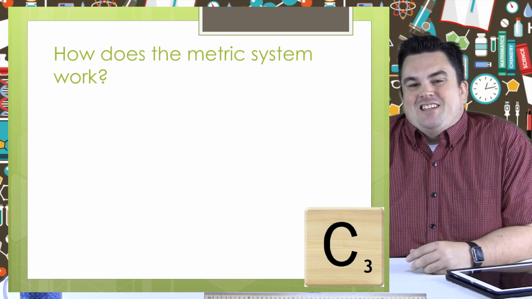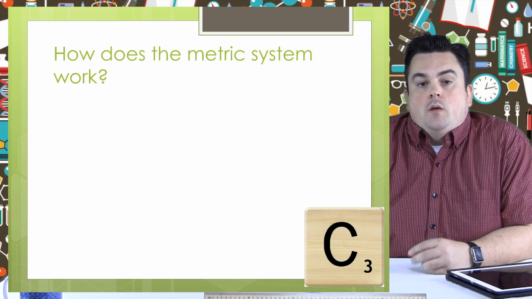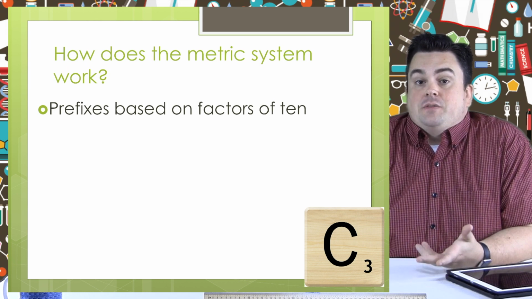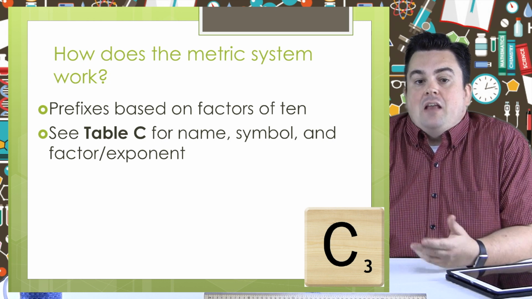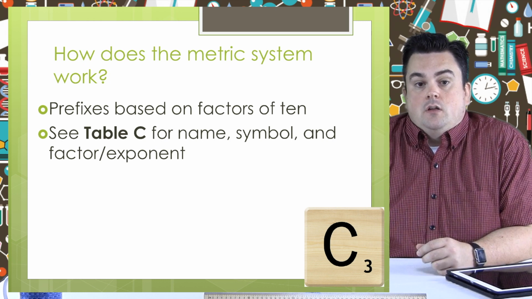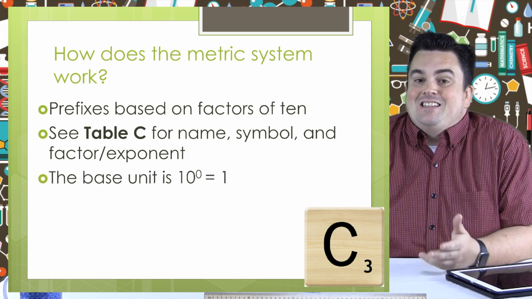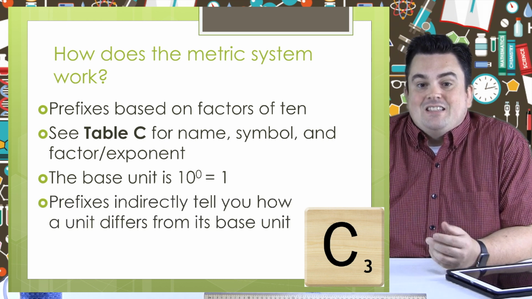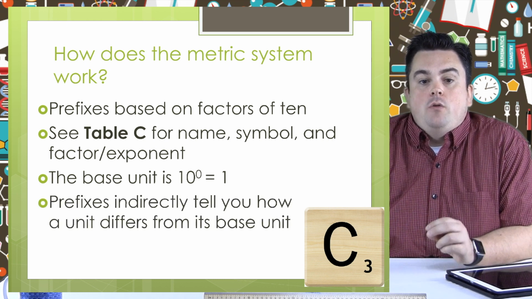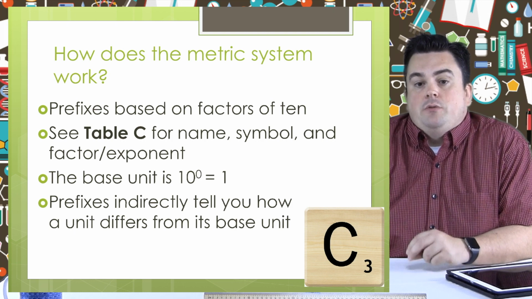So how exactly does the metric system work? Prefixes based on factors of 10. You can look at table C for the name, symbol, and factor exponent. The base unit is 10 to the 0, or always equal to 1. Prefixes indirectly tell you how the unit differs from the base unit.